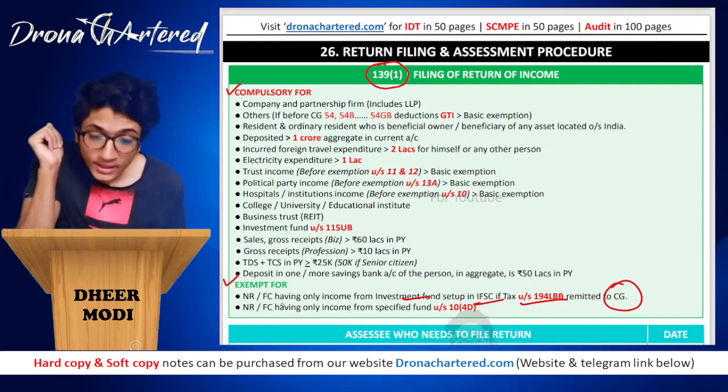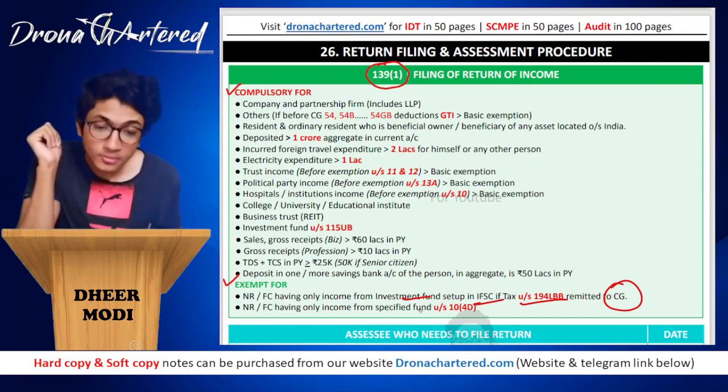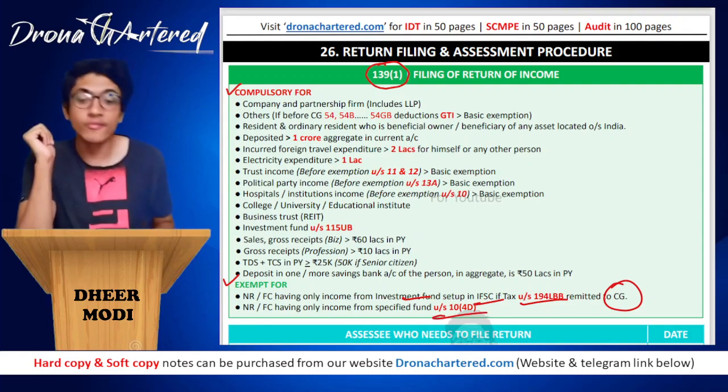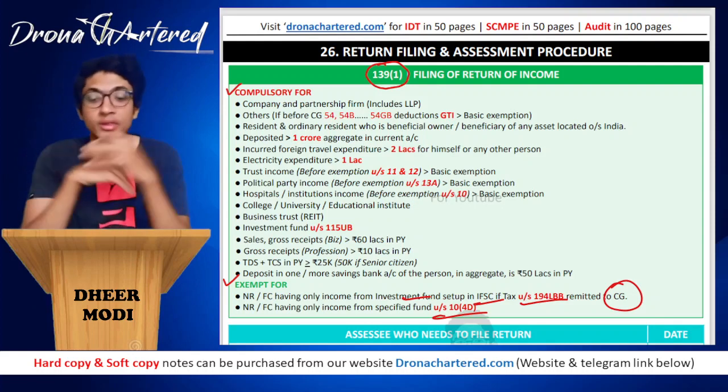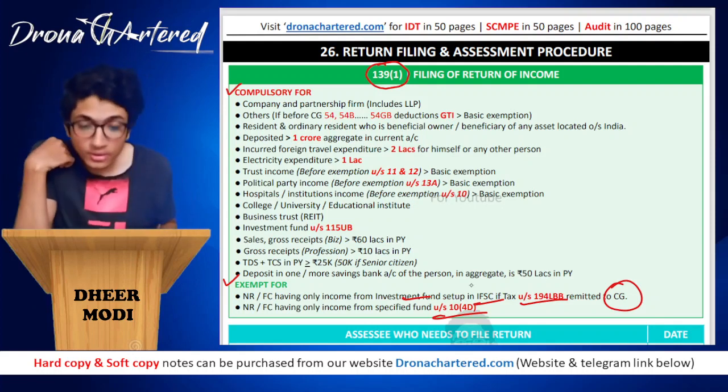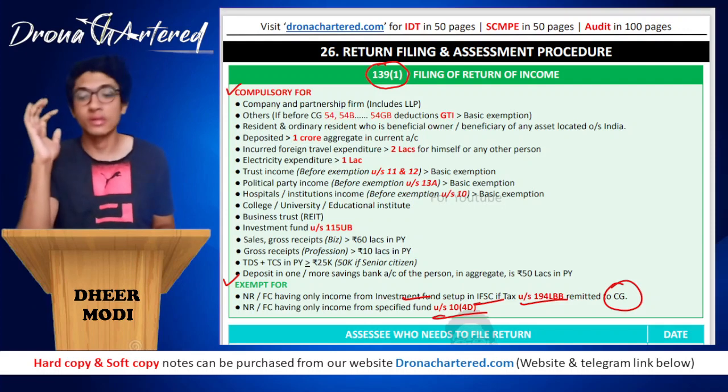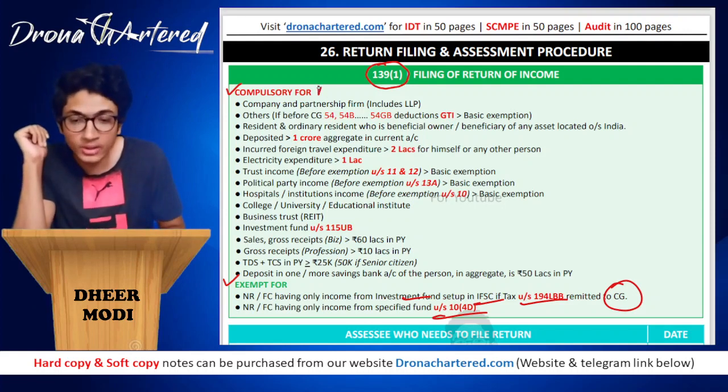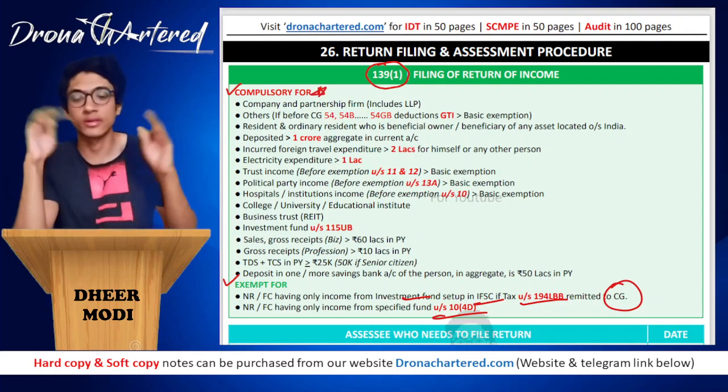Next, if your NR or FC has only income from a specified fund under section 10(4)(d), which is your section 10(4)(d), then it is exempt. Okay, mainly important is this list. This is still okay, exempt.